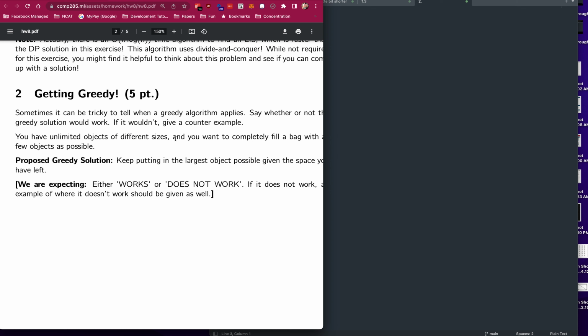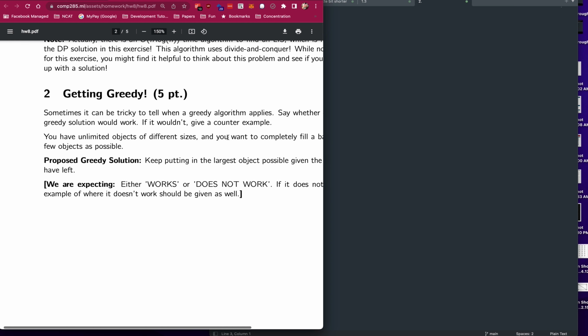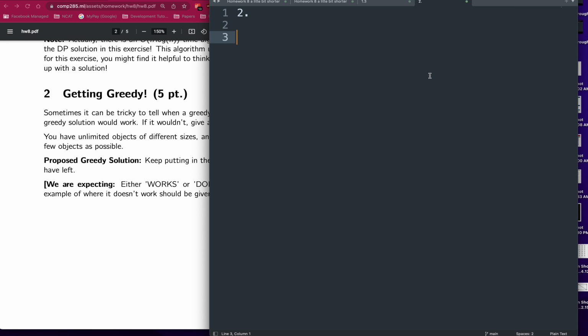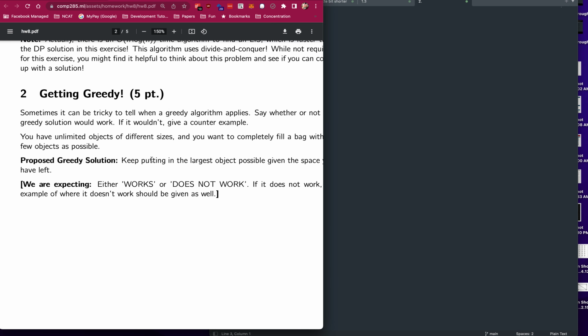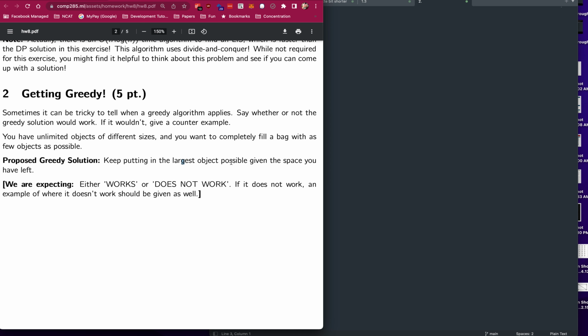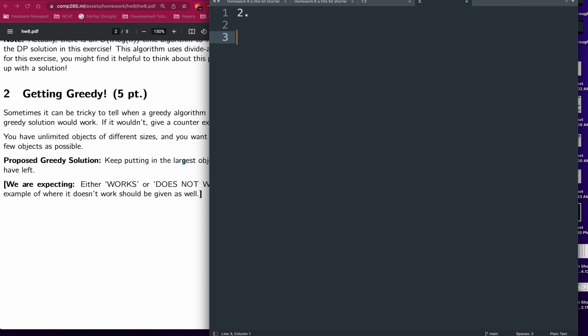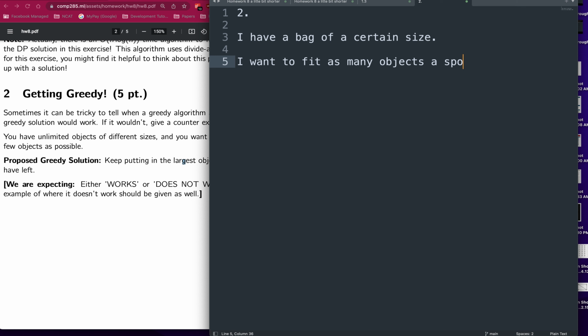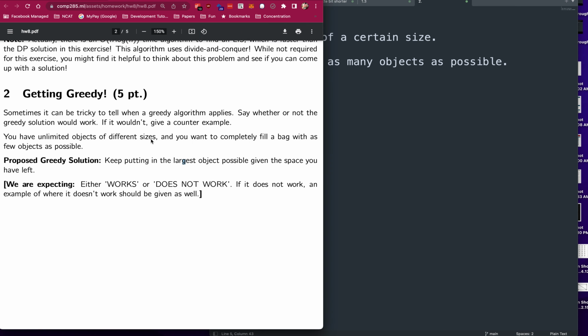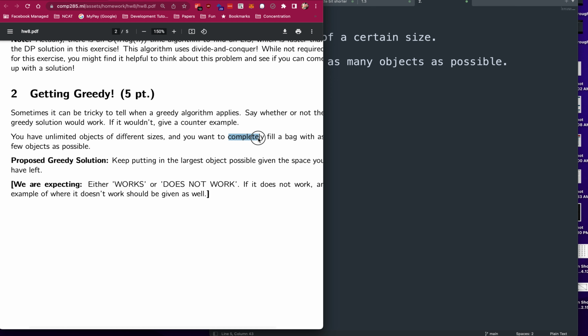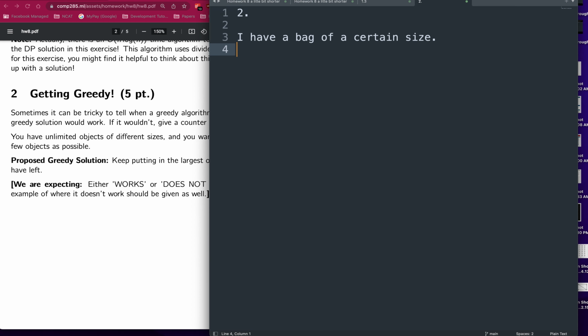So here's a problem. You have unlimited objects of different sizes, and you want to completely fill a bag with as few objects as possible. Okay, so what we say is the greedy solution is keep putting the biggest object first as long as it fits. Okay, so it's like I have a bag of a certain size. I want to fit as many objects as possible. Oh, I want to completely, actually, yeah, the goal, so this is my problem. I have a bag of certain size. I have unlimited objects of different sizes.